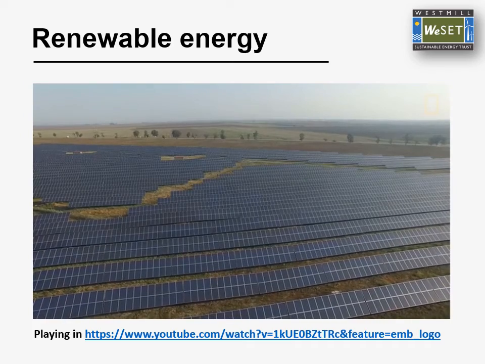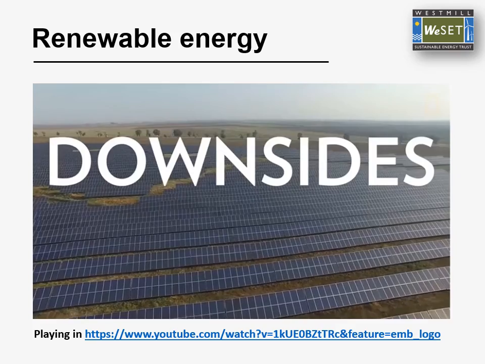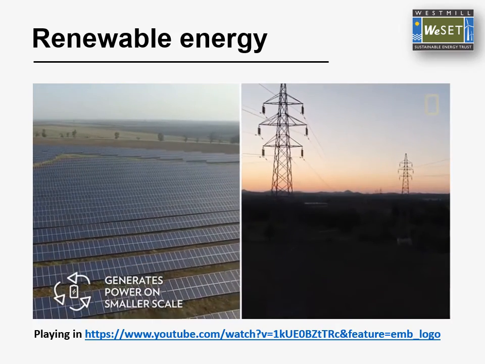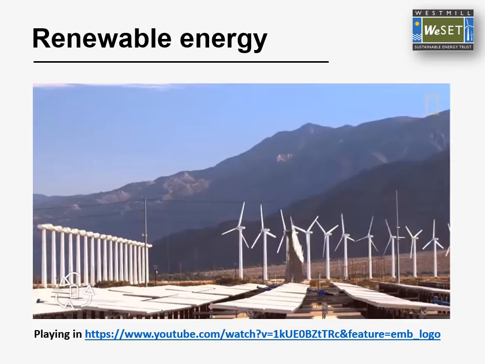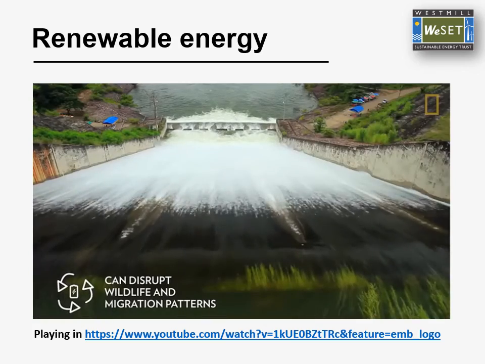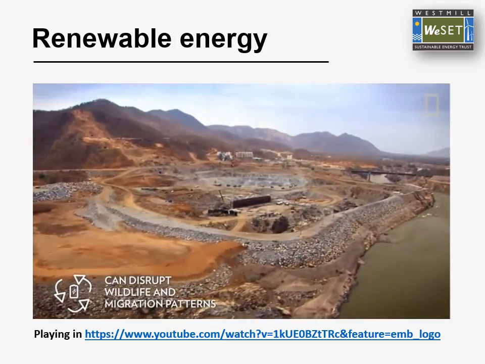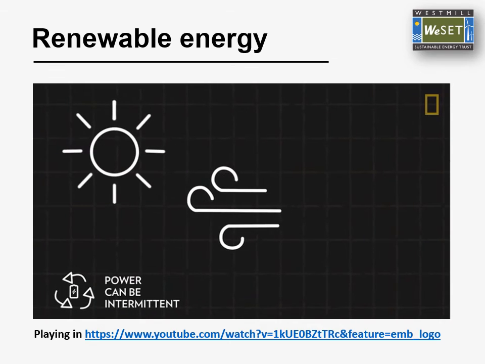While renewable energy has many advantages, it is not without downsides. It is difficult for renewable energy sources to generate power on the same large scale as fossil fuels. Building wind farms and dams can disrupt wildlife and migration patterns and lead to ecological destruction. Both solar and wind energy are intermittent.